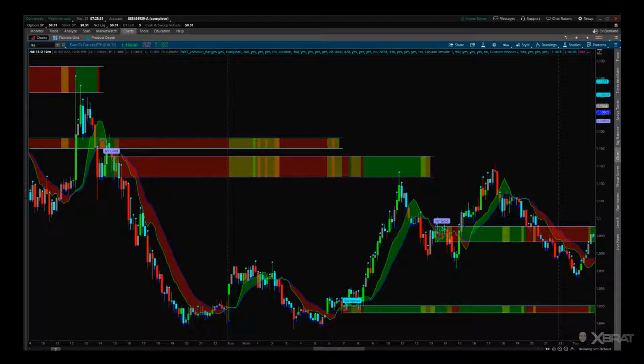And I'm looking at 6E. Now, we have a great xBrat range breakout trading indicator. A lot of people use it for gold and indexes and things like that, but 6E is really, really good on this trading indicator on the European and the New York gold pit opens.